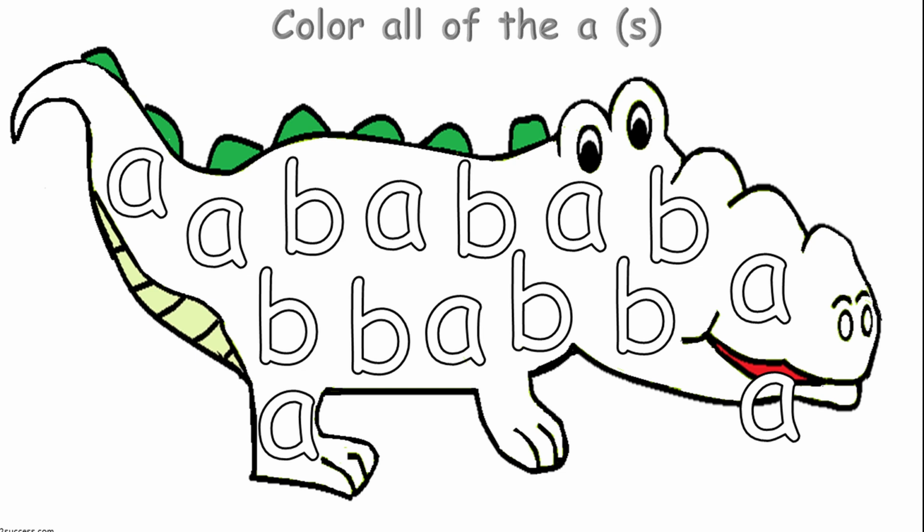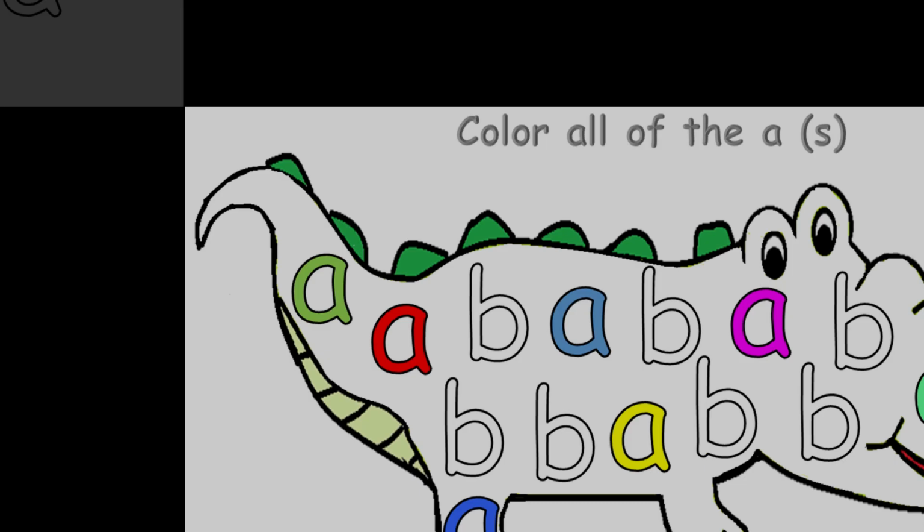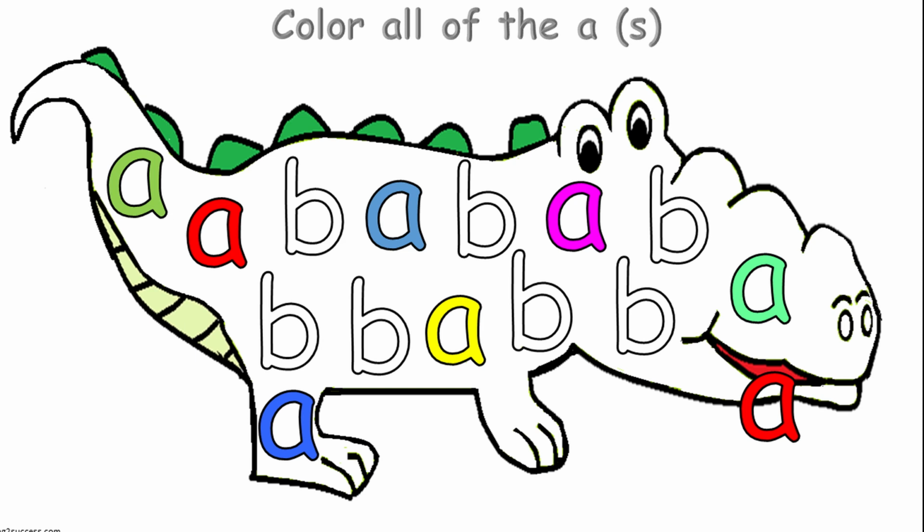Our last activity for the letter A is an alligator with A's and B's, and he needs kids to color all of the A's. And here is an example of our completed activity.